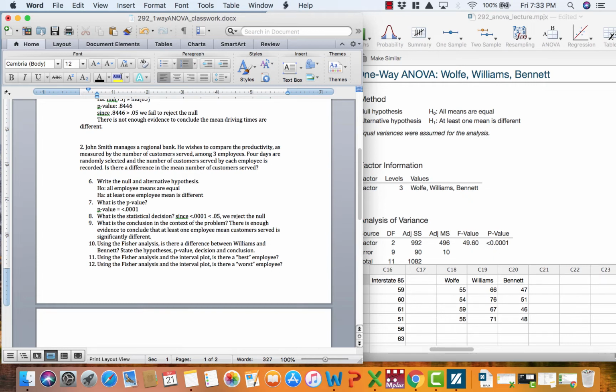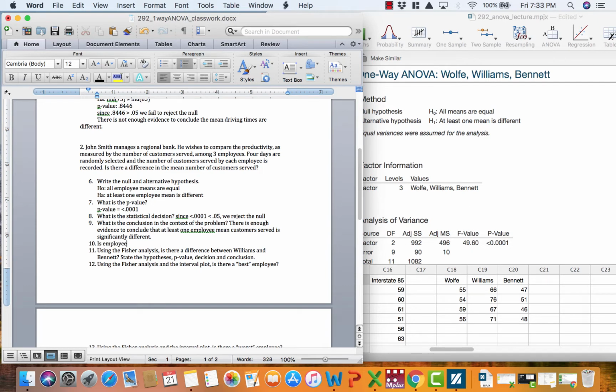So when we look at this p-value, we don't know which one. We don't know if they're all different. We only get at least one is different. We need to dive deeper. We need to look further into the analysis. All right, and that's where the Fisher analysis comes in. So using the Fisher analysis, let's add another problem in here.